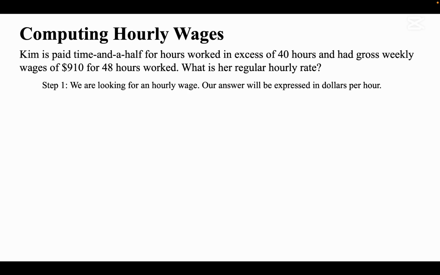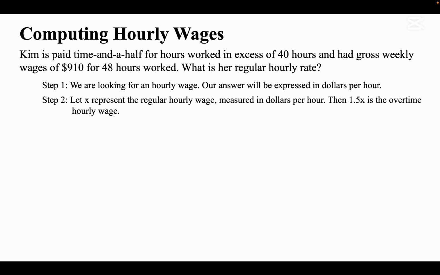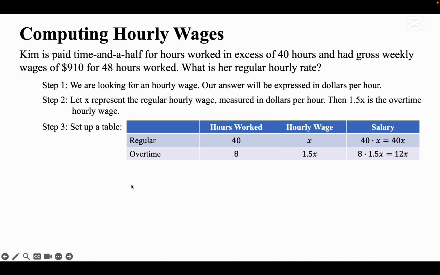So step 1, we're looking for the hourly wage, like how much is she making per hour. Step 2, since we don't know the regular pay, we're going to let x represent the regular hourly wage. Then, since she gets paid time and a half for those extra hours over 40, we're going to represent that by 1.5 times the regular wage, which is 1.5x. So step 3 is to make a table. We have the regular, the first 40 hours, and then overtime would be those extra 8 hours.